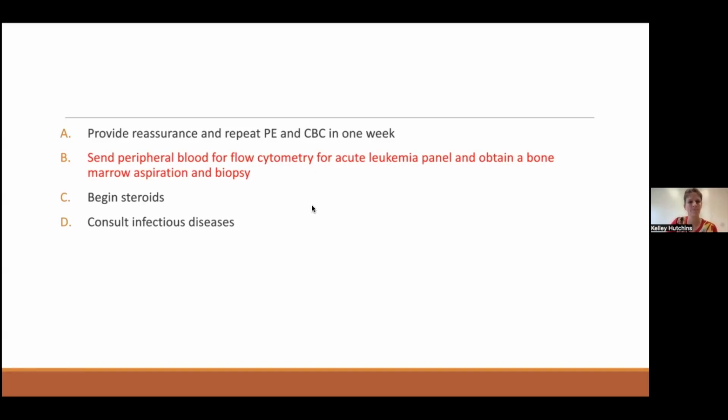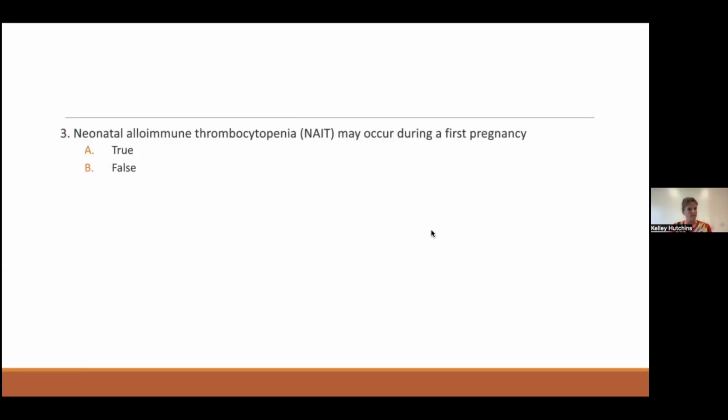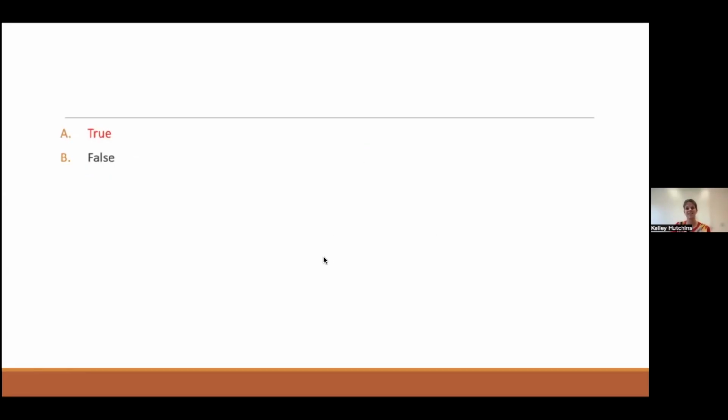Yeah, okay. All right, number 3. NAIT can occur during a first pregnancy. This is true. Yes, again, this can occur during a first pregnancy, and it's mom's antibodies attacking baby's platelet antigens. And yes, it can happen in a first pregnancy as well as subsequent, and can be worse with subsequent pregnancies.